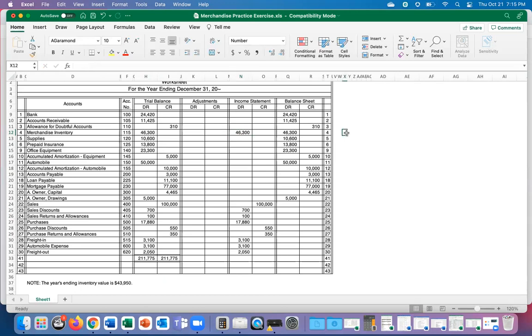And then we're also given the ending inventory. So at the end of this accounting period, the value of how much inventory we had left. And this actually isn't included on the worksheet. They give it to us in a little note down here. It says, note, this year's ending inventory value is $43,950. So we're going to put that in the credit column right next to the debit that we put in for beginning inventory. So we'll now put in the ending inventory for the period.